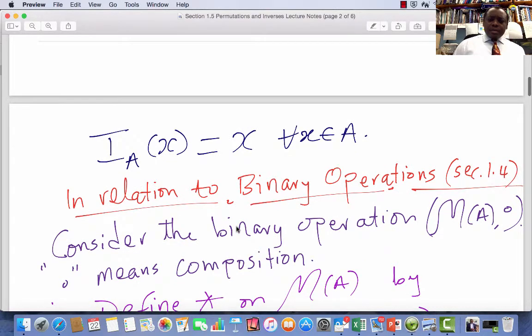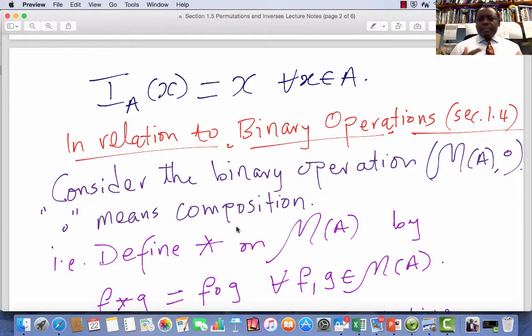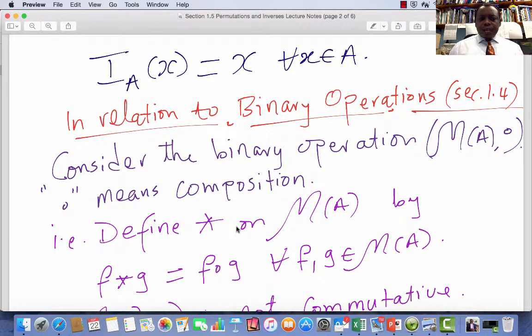Now let's discuss the concept of MA with respect to binary operations, which we saw in lecture 6, section 1.4. Firstly, I want you to observe that MA under star, where star is our composition notation, is actually a binary operation. If I take any two functions F and G in MA and I compose them, I get a function from A to A. That is a mapping in MA. So this binary operation is well defined.